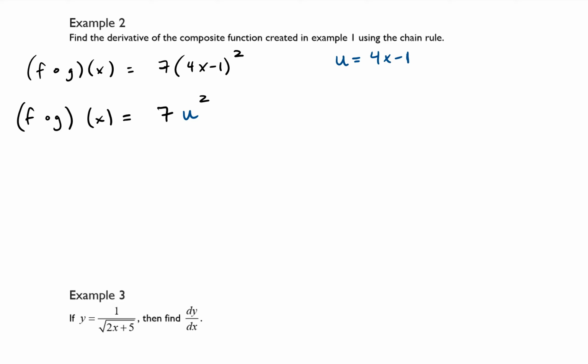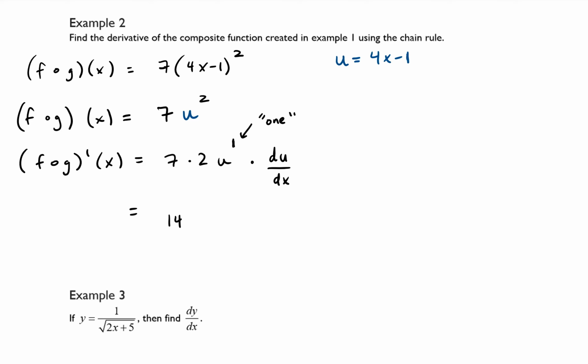squared. And now, if we were to take the derivative of that, we could use the power rule, so 7 and then bring down the power times u to the first power, and then we'd have to multiply this by du/dx. So if we simplify that, 7 times 2 is 14. I'm going to substitute the u back in, and then I have to multiply that by du/dx.